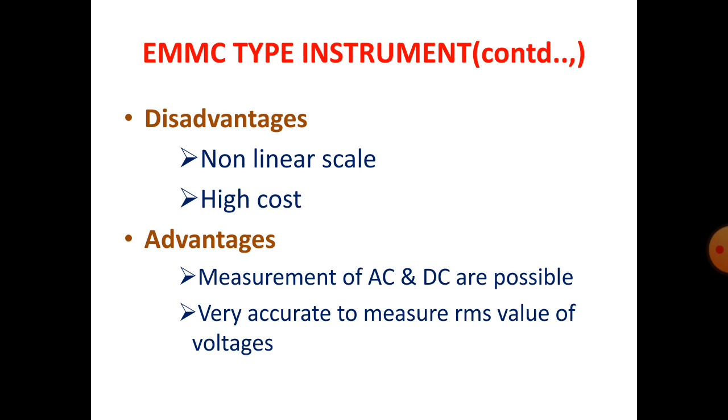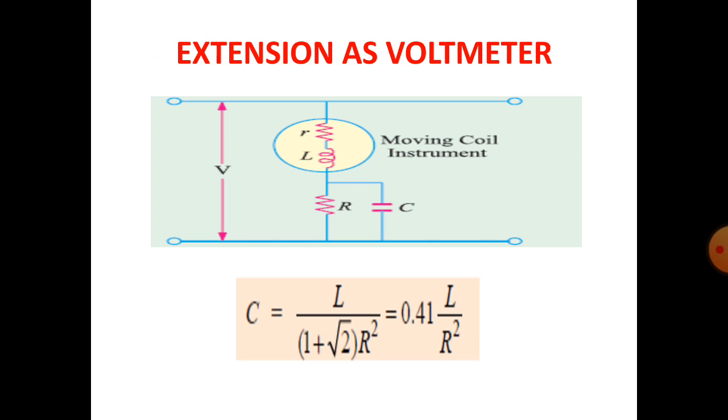So now disadvantages. Non-linear scale, same as the MI instrument. Dynamometer type instrument also has a non-linear scale and the cost is very high. An air core coil is employed here, so that's why the cost is very high. Coming to advantages, measurement of AC and DC both are possible here. Very accurate to measure RMS value of voltages. So these are the advantages.